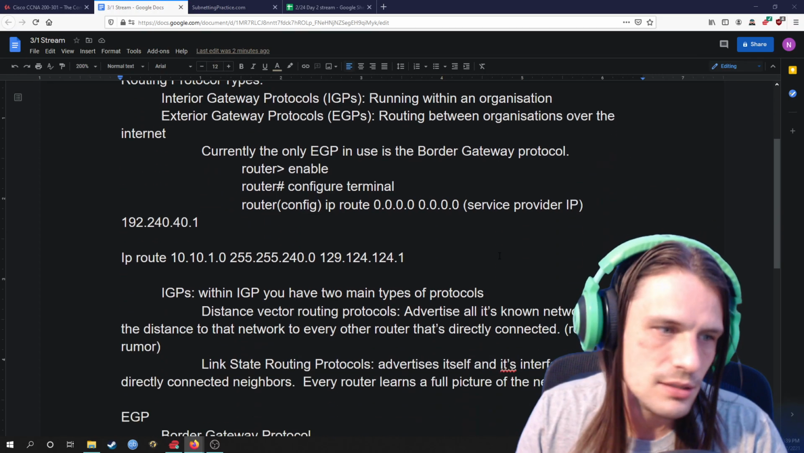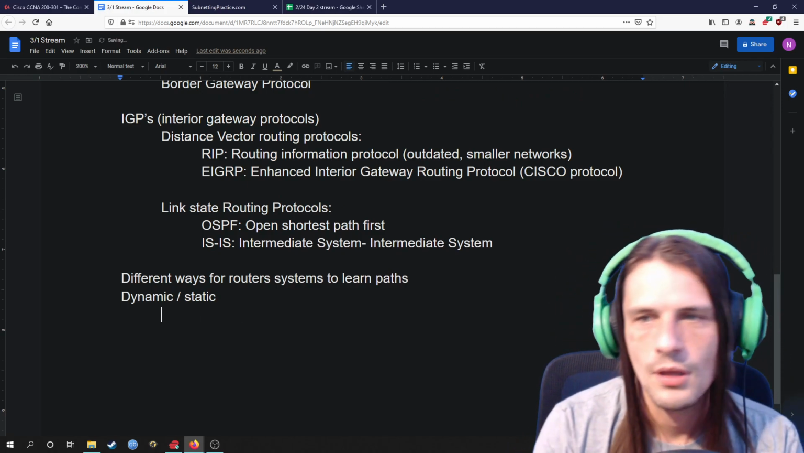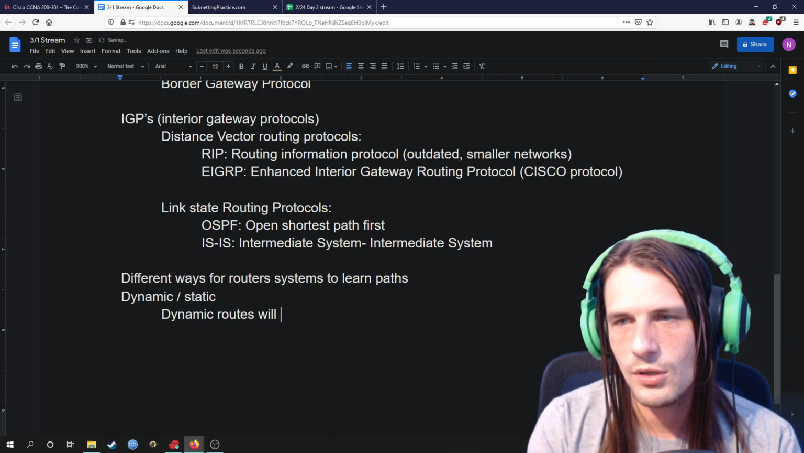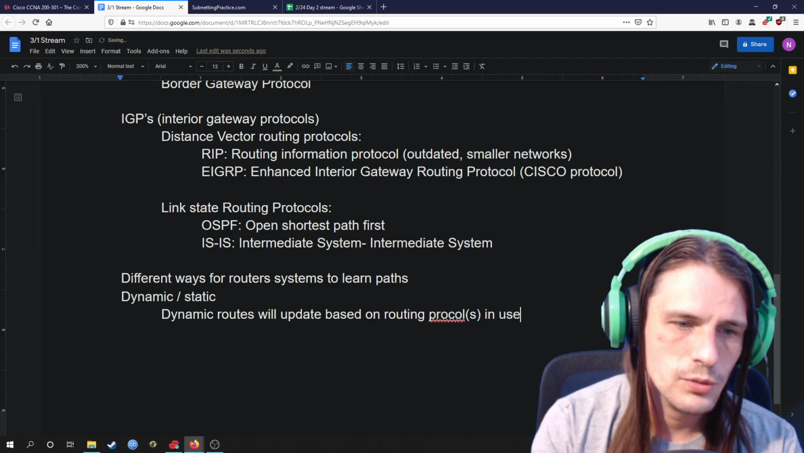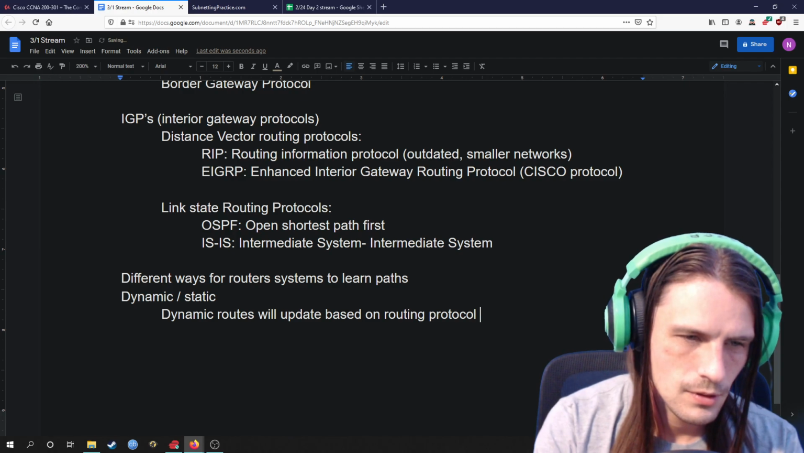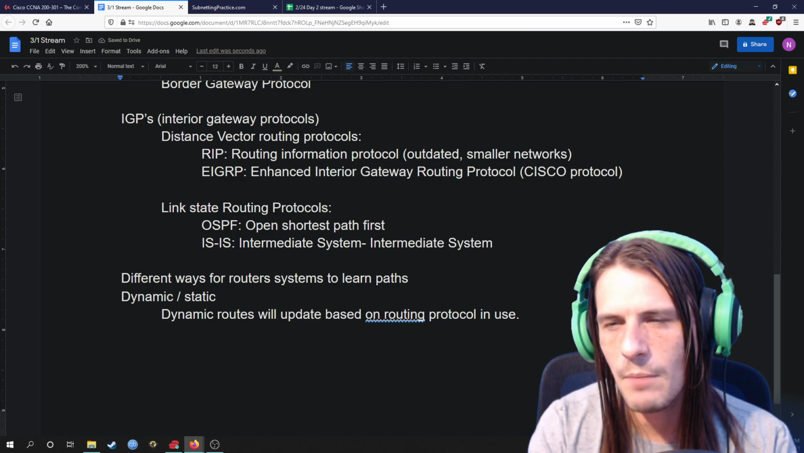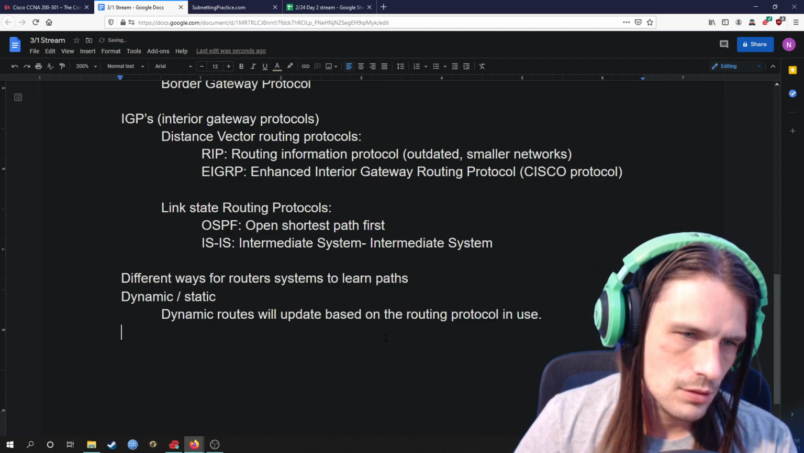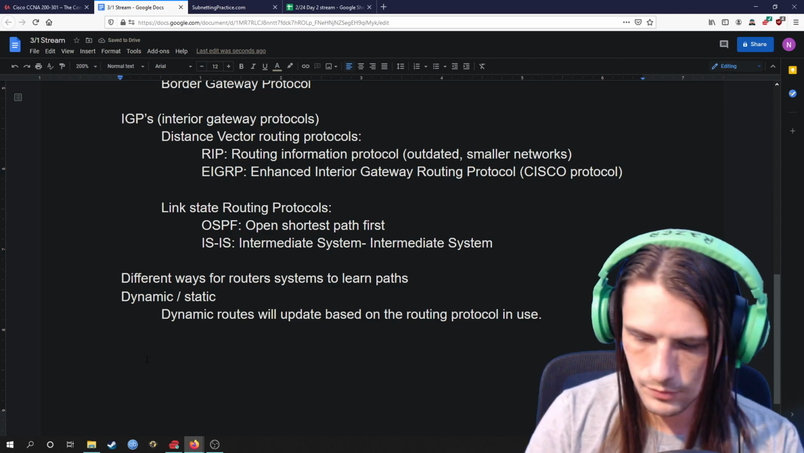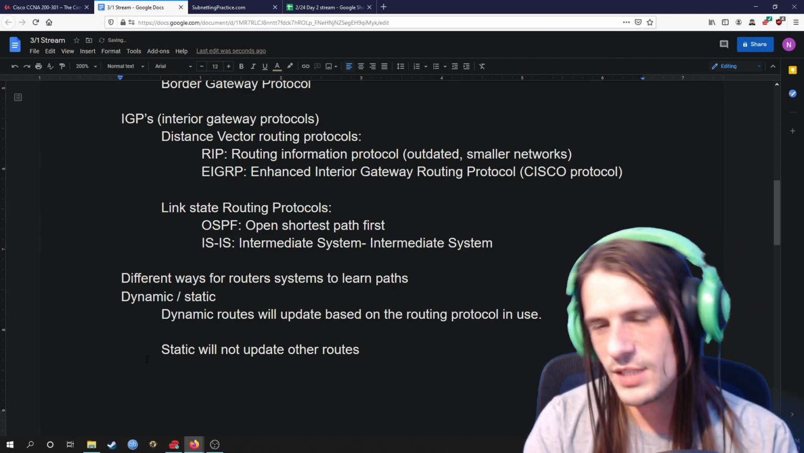So things to keep in mind. That's just dynamic versus static. Dynamic routes will update based on the routing protocol in use. Man, having problems spelling protocol. So static won't update other routes.